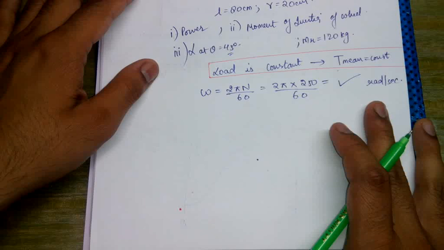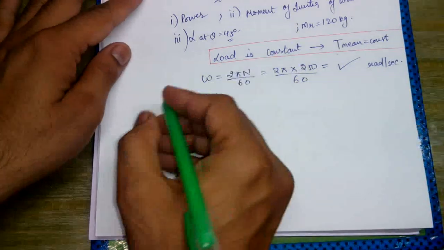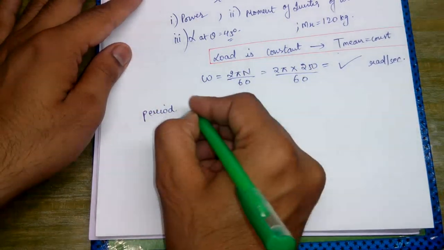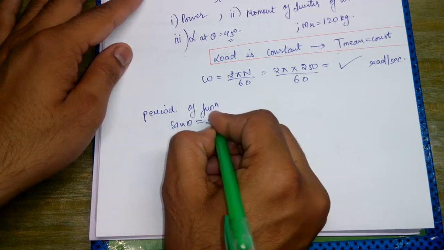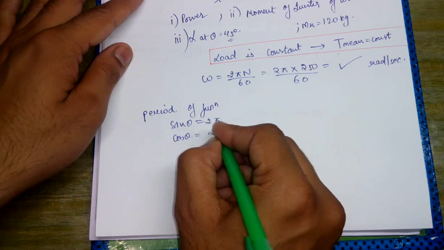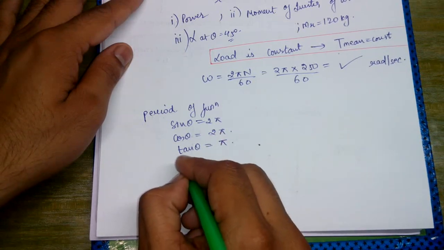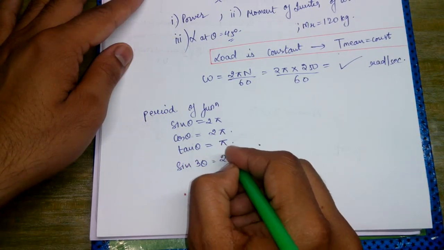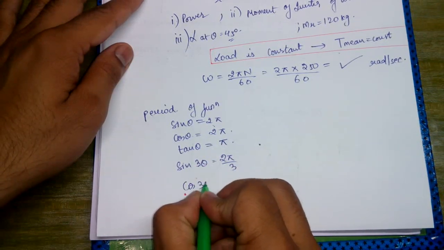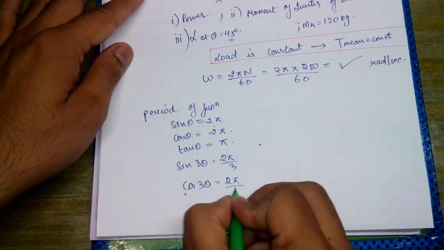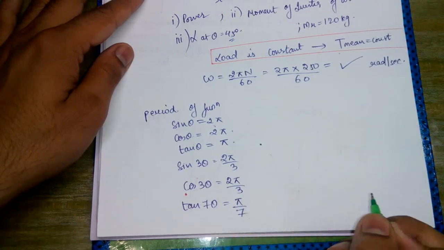Now I will discuss how to find out the cycle of the function, and I will give you some glimpses of your class 11th and 12th about the periods of functions. For sine theta the period was 2 pi, for cos theta the period was also 2 pi, tan theta the period was pi, and if we have say sine 3 theta, it is equal to 2 pi by 3. So for 3 theta, we divide 2 pi by 3. Cos 3 theta, then the period is 2 pi by 3, and if we have tan 7 theta, it is equal to pi by 7.